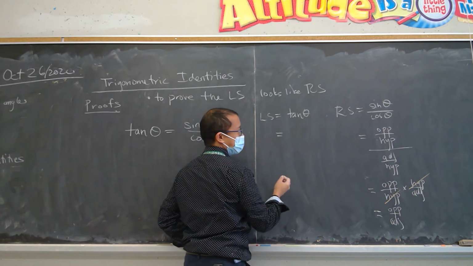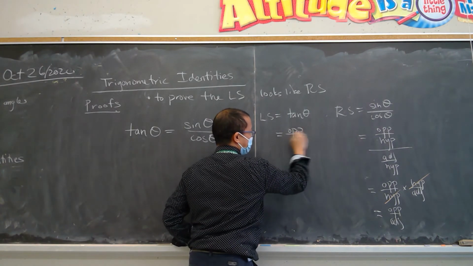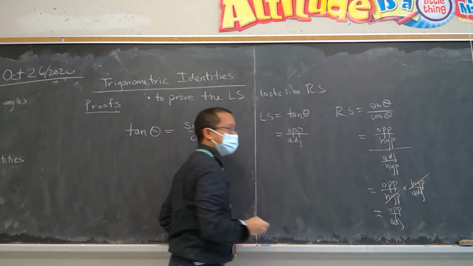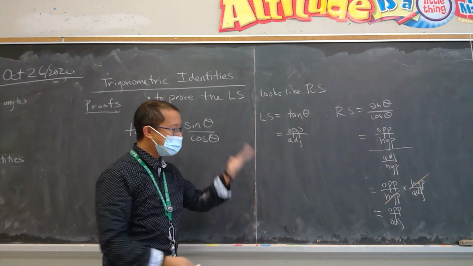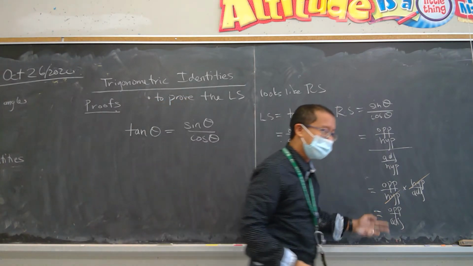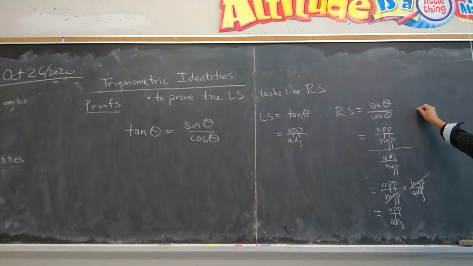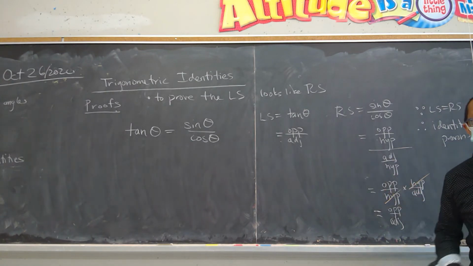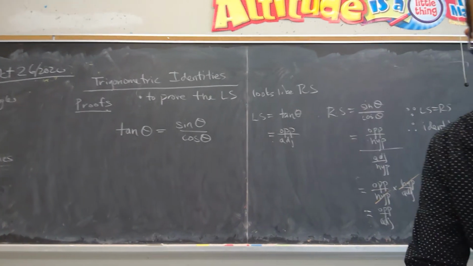So the tangent by definition is opposite over adjacent. That's the TOA part. And notice the left side does look like the right hand side. Since the left side looks like the right hand side, identity proven. And so this is an example of an identity.